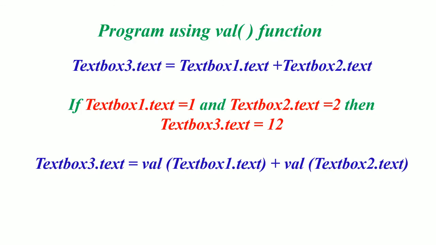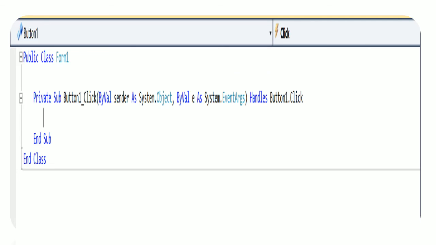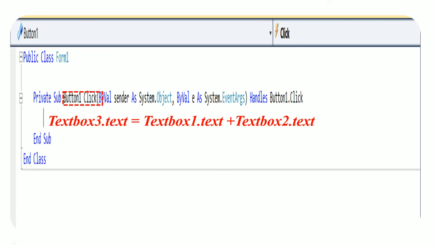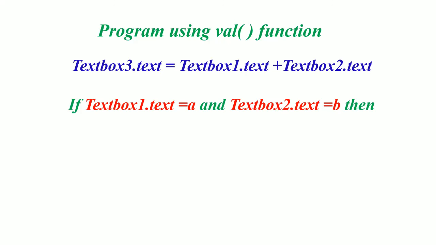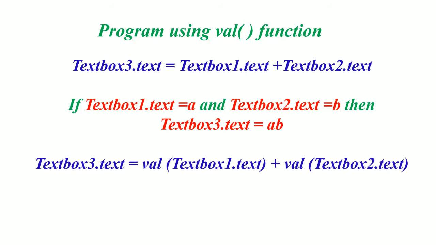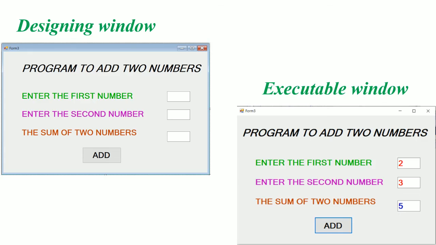So if you use the val function, what will happen? 1 plus 2, 3 will be displayed. Similarly, the coding is typed in the button click event. So let us keep it in mind. For example, if you enter the text value A and B alphabets, the value AB will be returned. If you use the val function for that, what will happen? The value 0 will be displayed here. So this is the designing window for doing addition. And this is the executable window.